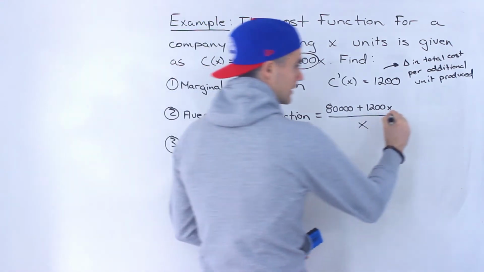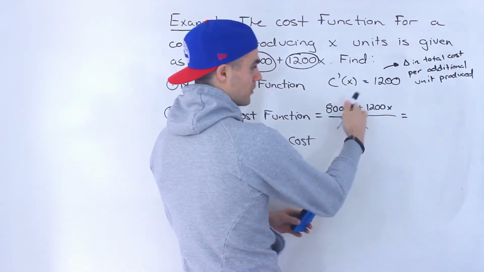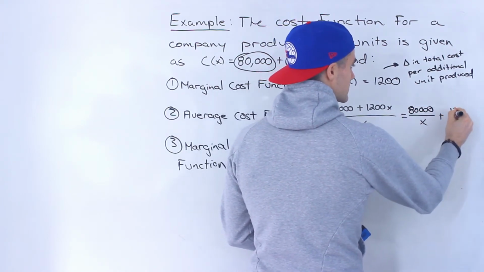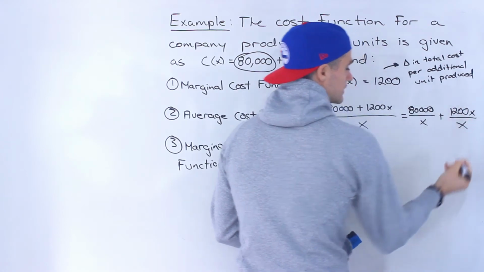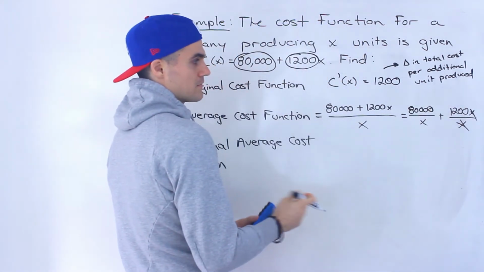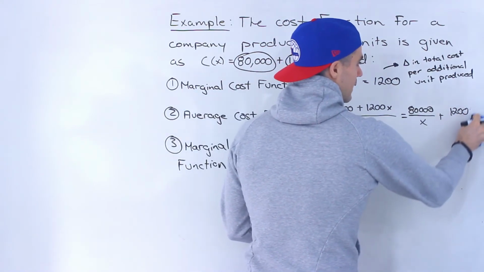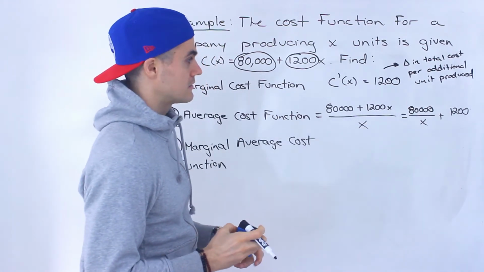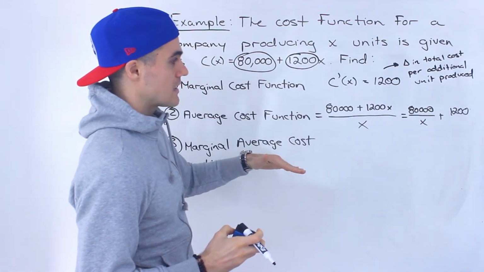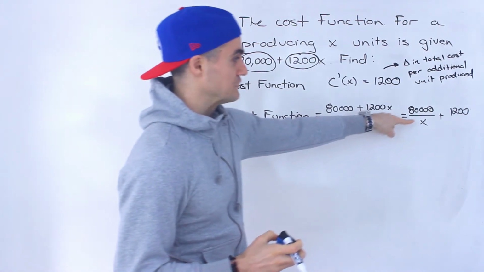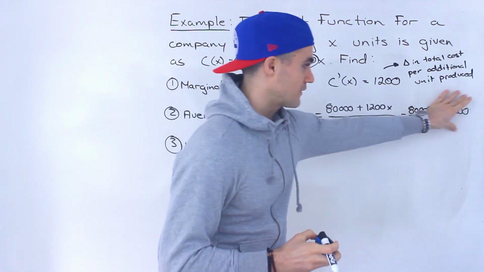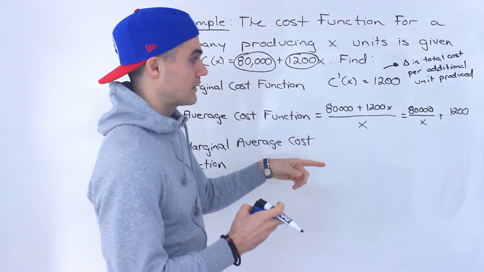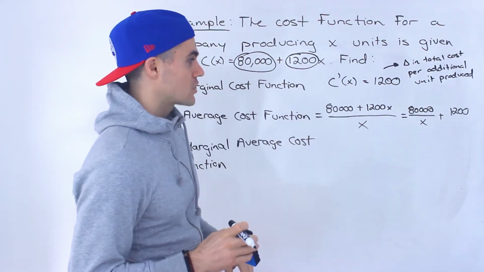And sometimes you'll see this written in a different way. Sometimes they'll split this up into multiple fractions. So you'll have 80,000 over x plus 1,200x over x, like that. And then notice that these x's cancel out there. So you'd end up having 1,200 plus 80,000 over x, like that. And then going back to that previous example, if you plug in 5 for this x value in this function, you would get that 17,200. So this is the generalized function. So you could plug in any value for x and get the average cost per unit.